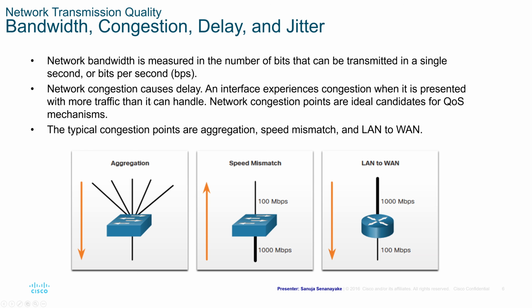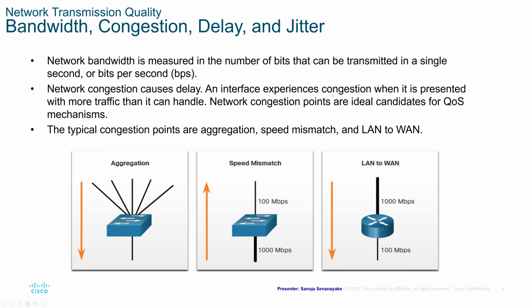So network congestion causes a delay. An interface experiences network congestion when it is presented with more traffic than it can handle. Network congestion points are ideal candidates for QoS mechanisms. So network congestion happens because there is more traffic in the system than the interface can handle. That's what causes the network congestion.